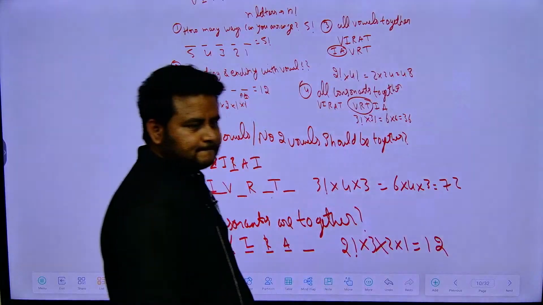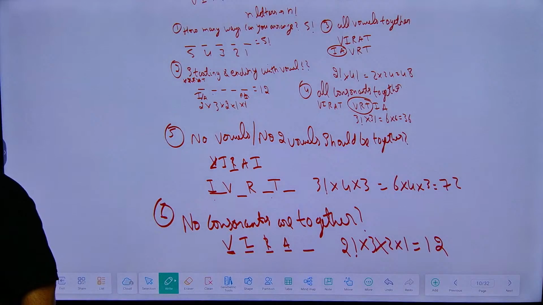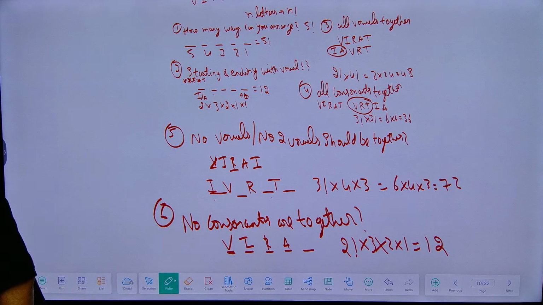Understood? Like this you have to do. Every question is important from here. You can get a question from each of these. Okay, get a single question from each of these.